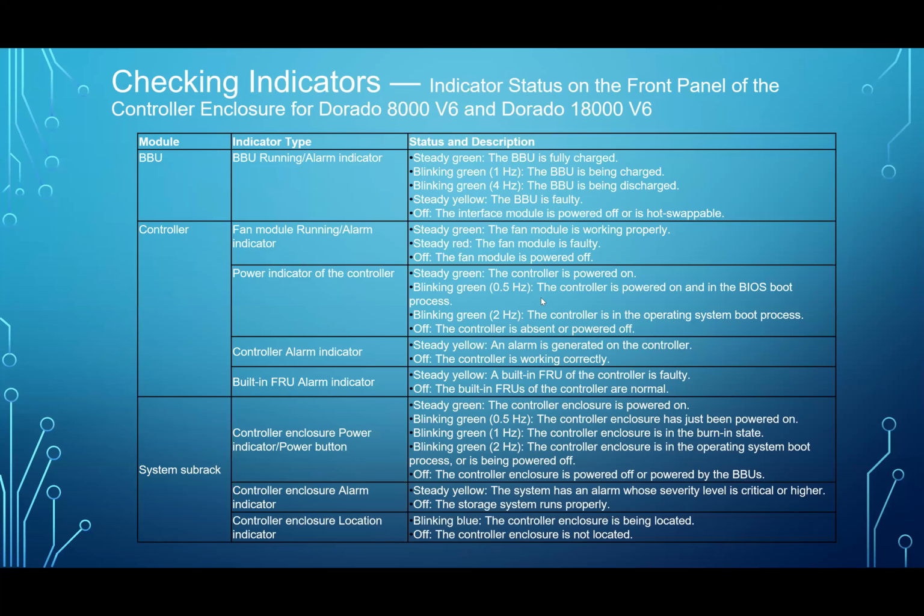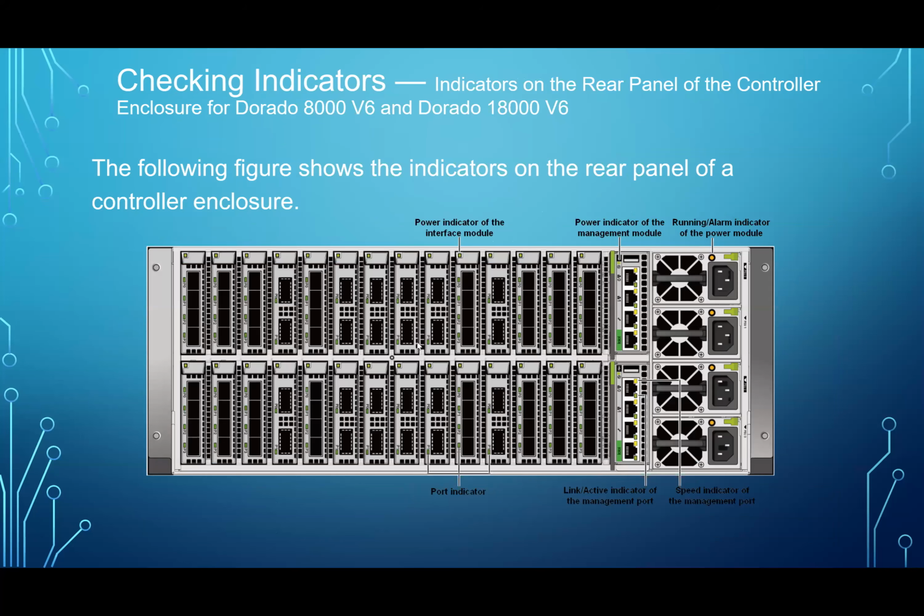Again, the list of information with all the colors and the indicators. We will then go to the rear panel for the controller enclosure of the Dorado 6000, the Dorado 18000 V6. You can see here all the interface modules that are connected to the two types of Dorados. You can see here up, there is the power indicator for each interface module.